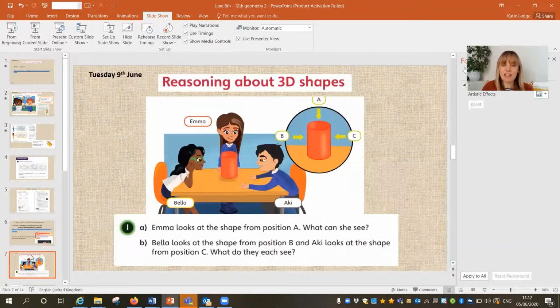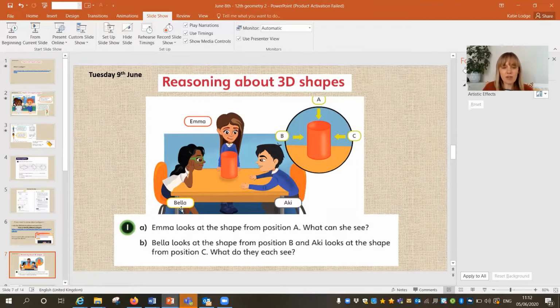Now we're moving on today to reason about 3D shapes. We've done quite a lot of work on 3D shapes lower down the school, and this is actually looking at it in a slightly different way. It's not necessarily identifying. We're looking at them from different angles and seeing the faces and the curves and things that we can see. So on this first part, you can see Emma, who is standing up, and then we've got Bella and Aki, who are sitting down.